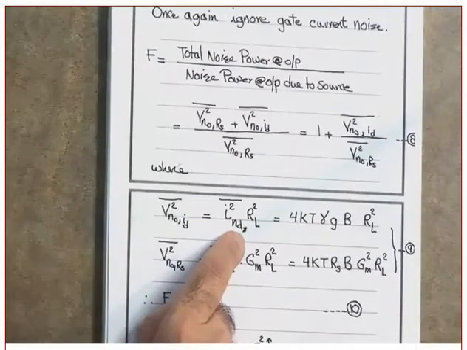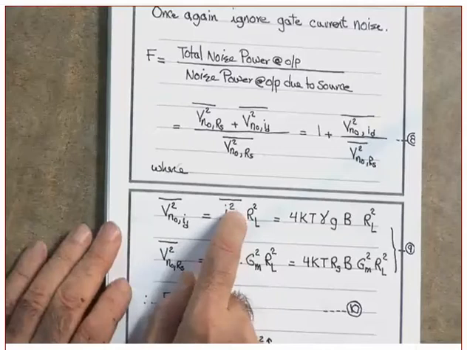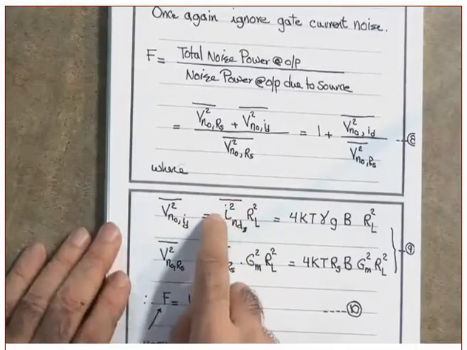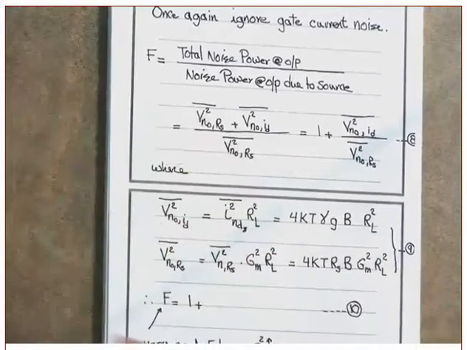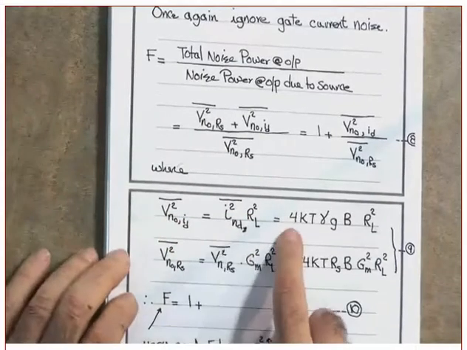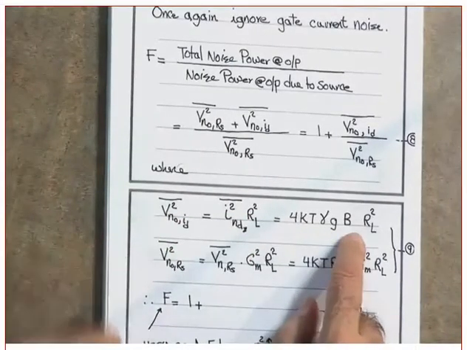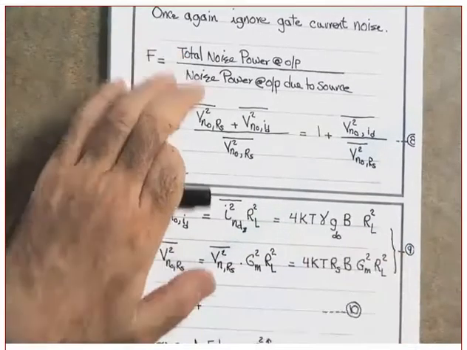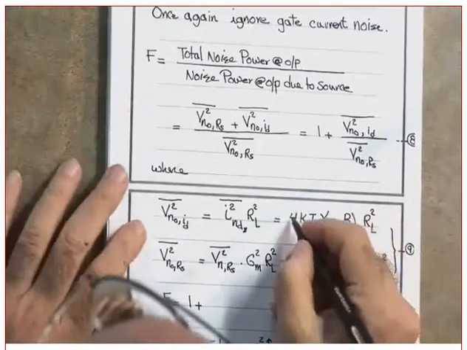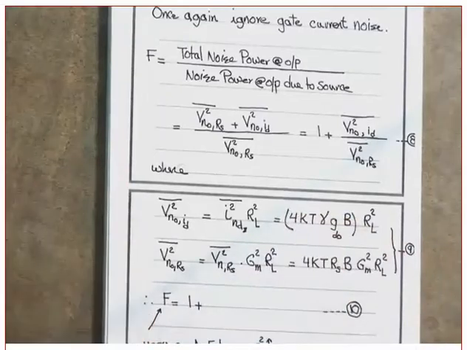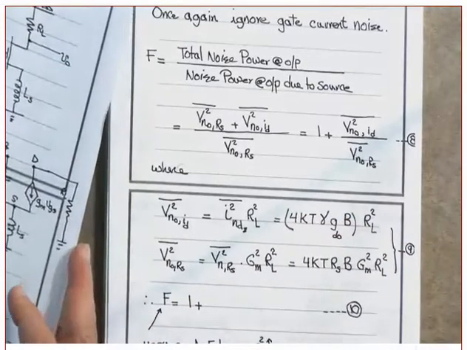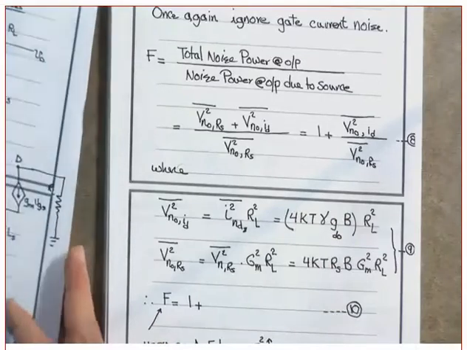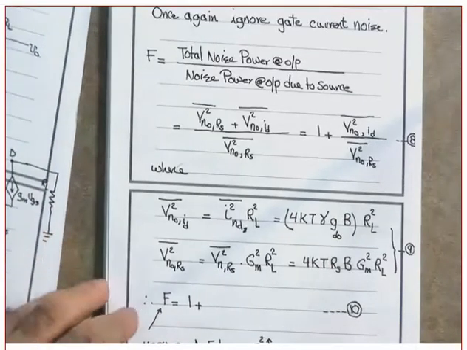By the way, you don't even need to write GMBGS. You can write I N D square times RL square. Did you get this or not? Notice, by the way, in reality, there is a minus sign, but when you square, it becomes positive. Now, this is 4KT gamma GB. This G is GDO, times RL square. Clear? No response. Clear? Okay.